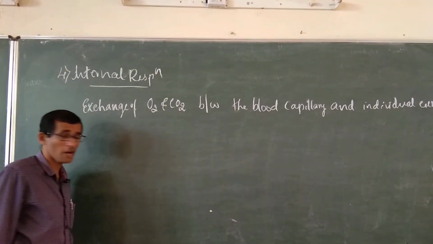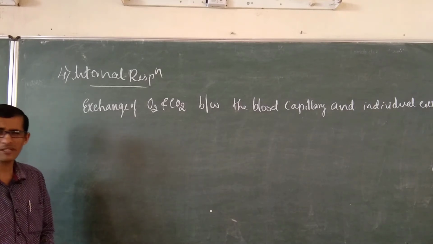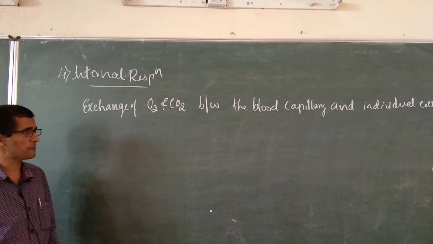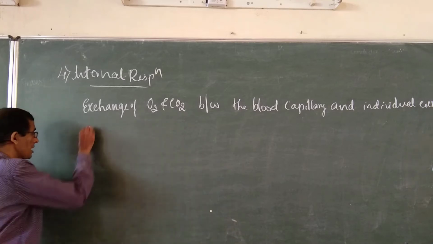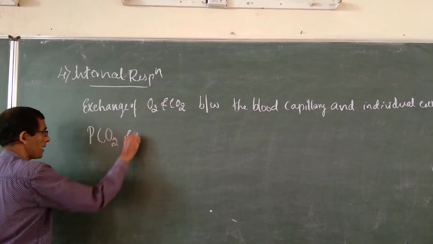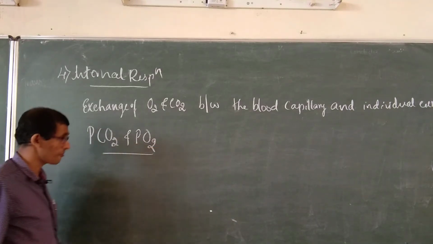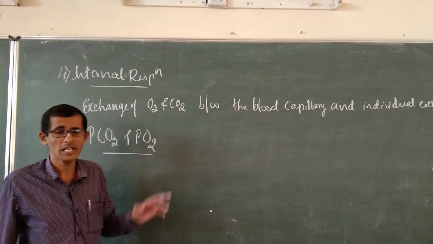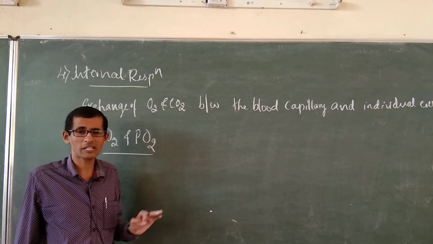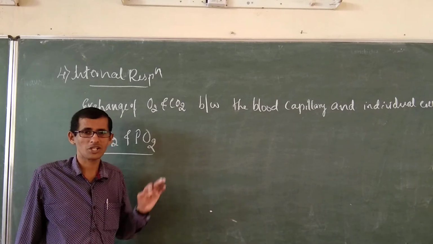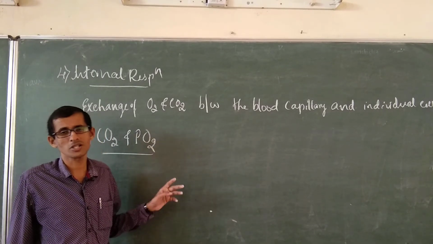It is the exchange of oxygen and carbon dioxide between the blood capillary. Blood capillary is having RBC. So between the blood capillary and individual cell, that is the internal respiration. Here also the partial pressure of carbon dioxide and partial pressure of oxygen play an important role. So diffusion of this oxygen and carbon dioxide according to the partial pressure, according to the concentration gradient. So from higher concentration gradient to lower concentration gradient, we can observe the transport of this oxygen and carbon dioxide.